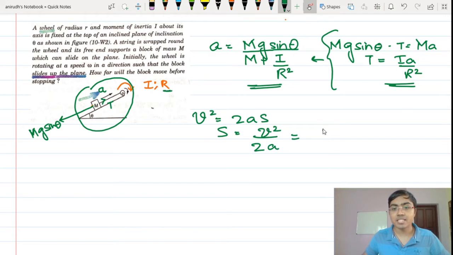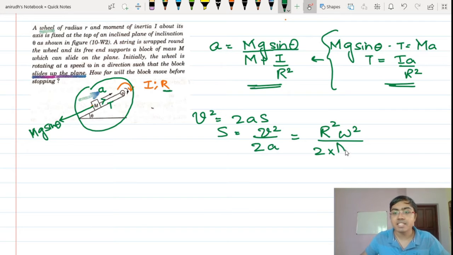So v square I can substitute as r square omega square. This is divided by 2 multiplied by a, which is this particular value. Let us plug in this value over here: Mg sin theta divided by m plus I by r square. Okay, so this is the answer for this particular question.